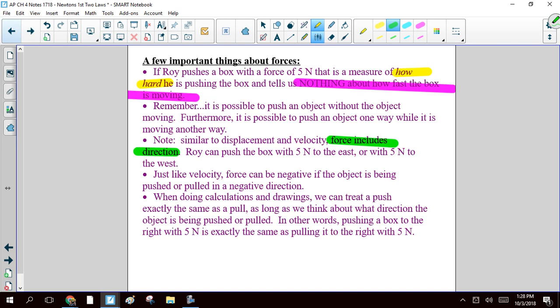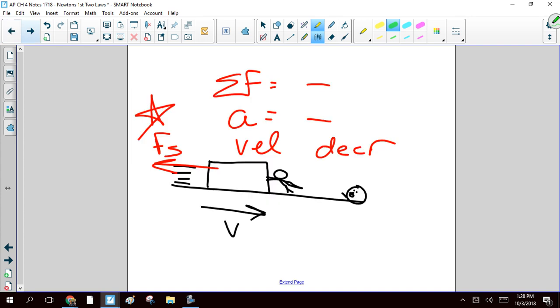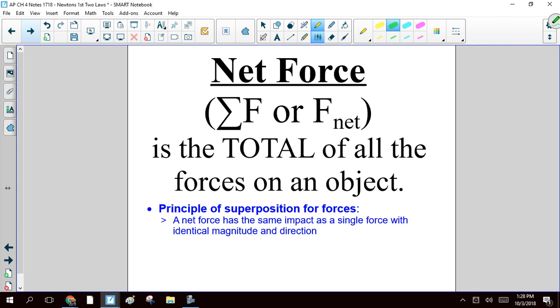We don't need to distinguish between push or pull. All we care about is what direction the object is being pushed or pulled. Okay, so this is all hopefully review and just intended to reignite some of those ideas that we learned about last year. The most important thing you can talk about for an object when you're talking about forces is the net force. Last year we almost exclusively used this notation. Occasionally we use this notation, but it's the total of all of the forces on the object.